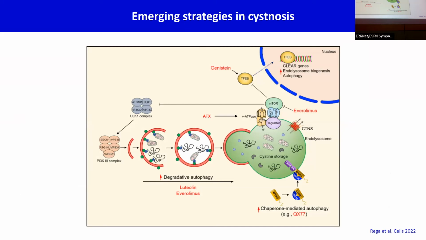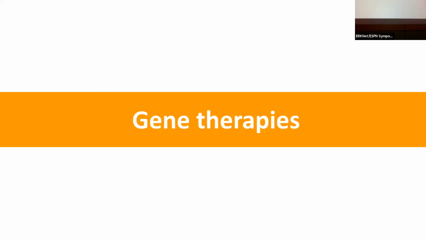I would just add that another molecule that we're studying in the lab is luteolin. I don't have the time to talk to you about it. And the laboratory of Minnie Sarwell in the US has also generated some interesting data where targeting the vacuolar ATPase actually improved the phenotype, and here again in vivo assays are being made. And then I will finish by saying a few words on gene therapy. This is the last approach that is being tested for cystinosis.